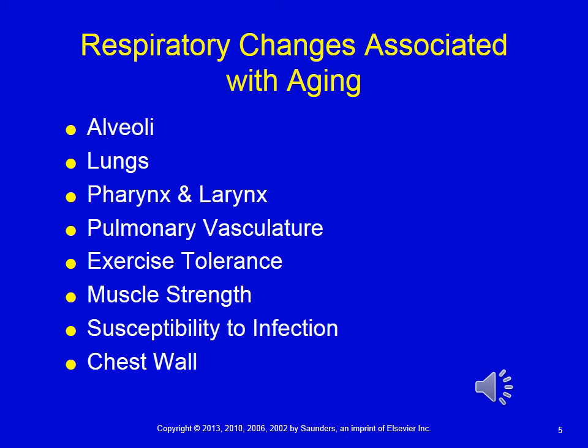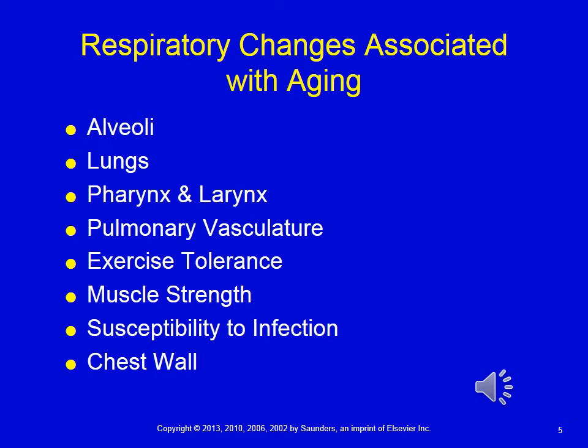Respiratory muscle strength, especially the diaphragm and the intercostal muscles, decreases with aging. Effectiveness of the cilia decreases and alveolar macrophages are altered, making the older adult more susceptible to infections. Finally, there are chest wall changes that occur with aging. The anterior diameter increases. The thorax becomes shorter. Chest wall compliance decreases, thus making it more difficult to move gases in and out of the body.